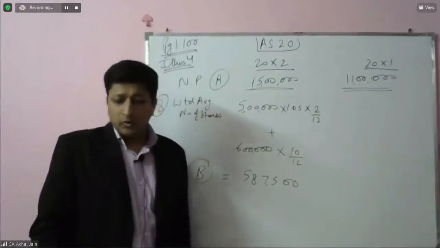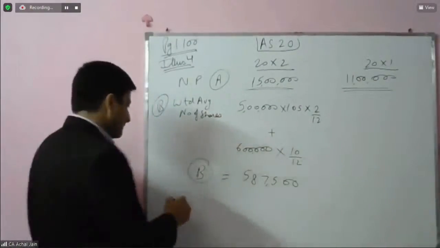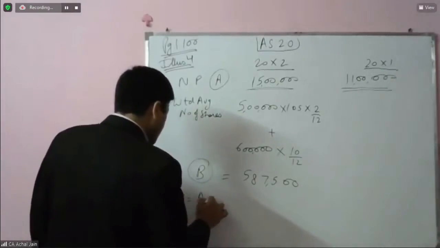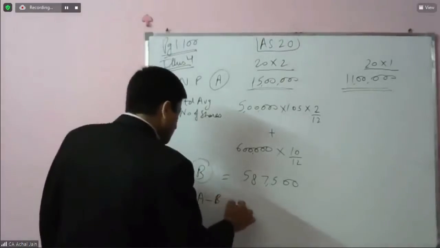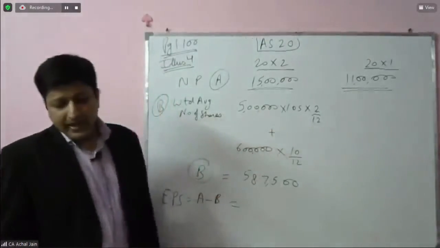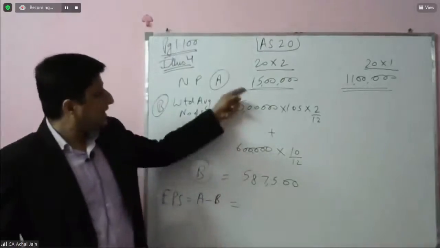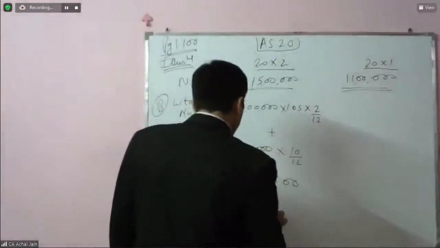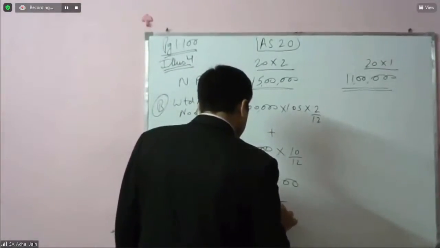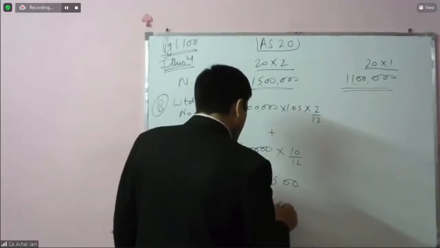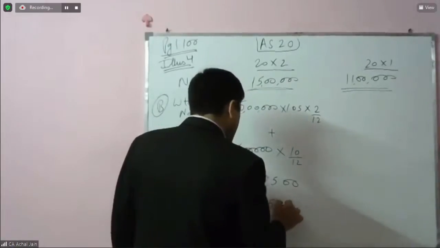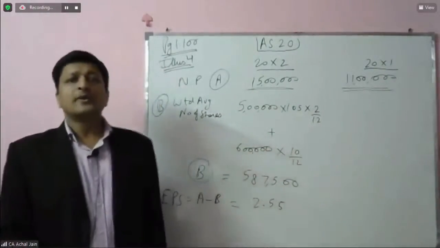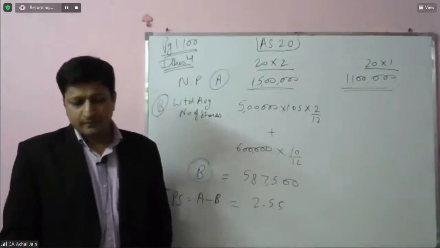Correct. So how do you get EPS? A divided by B. EPS is A divided by B. What do you get? 15 lakh divided by 587,500. 2.55. 2.55 is the EPS.